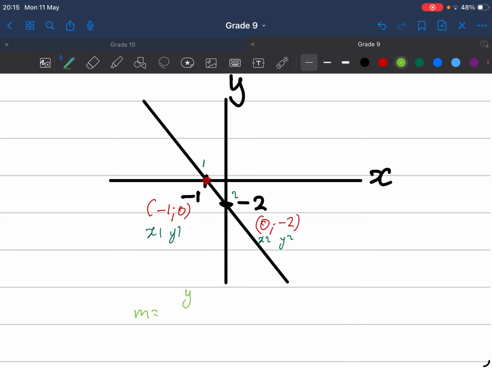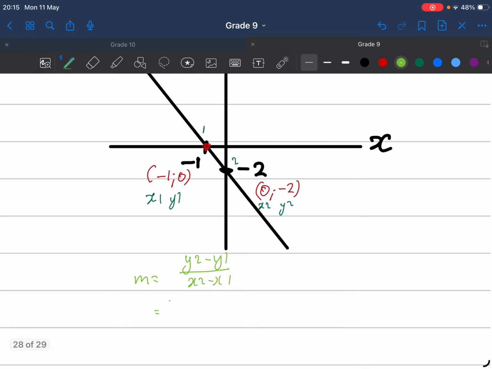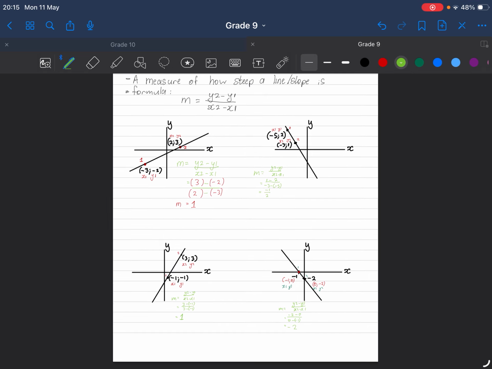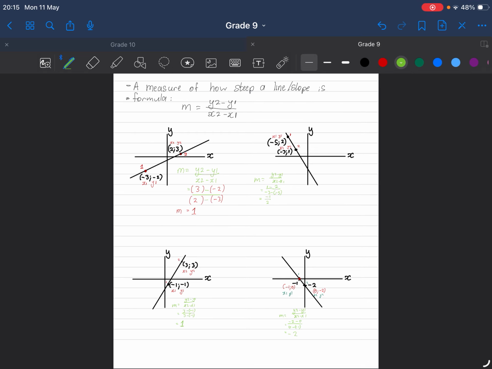Gradient is equal to y2 minus y1 over x2 minus x1. My y2 value is negative 2 minus 0 over x2, which is 0, minus 1. So that's going to give me negative 2 over positive 1, which is just negative 2. And that's my gradient for that graph. Alright, so I found all my gradients.